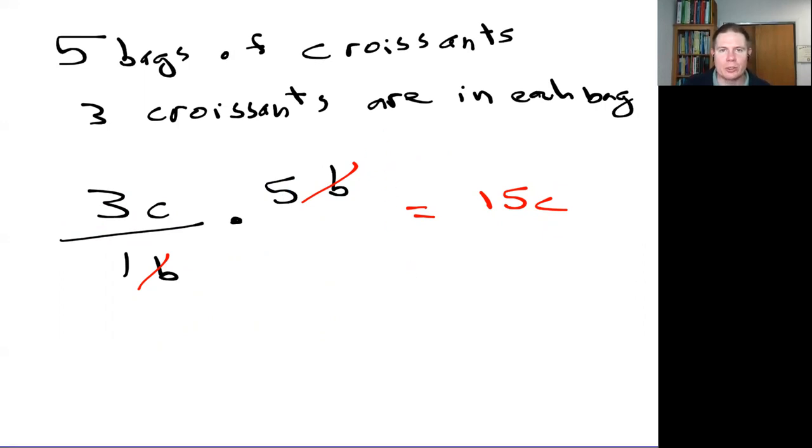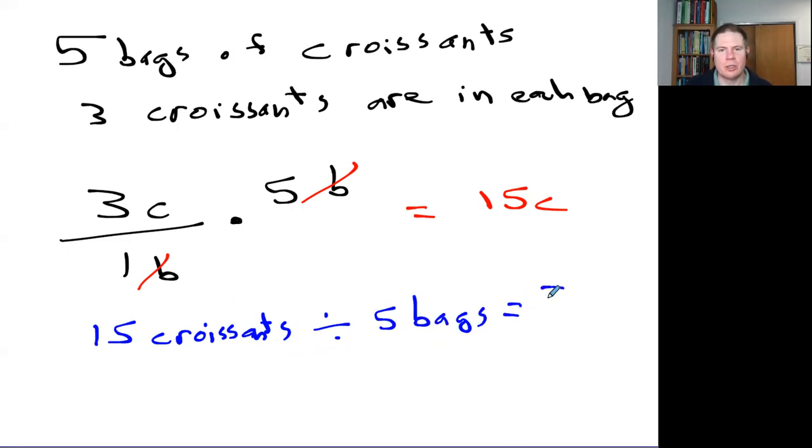Well, if I want to go backwards, if I say I have 15 croissants, should have picked a shorter word, 15 croissants, that's my total, that's the product here, right? And I can divide that by the number of bags I have. And 15 divided by 5 is 3. 3 croissants divided by bags. 3 croissants per bag, right? And that's what this statement is saying, 3 croissants per bag.